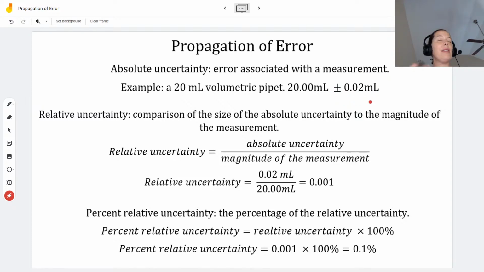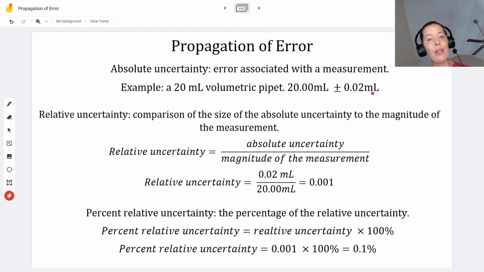Now, again, some are more accurate, some are less accurate. That means when you deliver this 20 milliliters, you could be delivering as little as 19.98 or as much as 20.02. So it's plus or minus that 0.02 milliliters. This is a random error. It is inherent in the volumetric pipette, so it is an error that is part of the equipment. A systematic error would be, say, you're continuously using the volumetric pipette wrong. Okay, that would be something you try to eliminate.